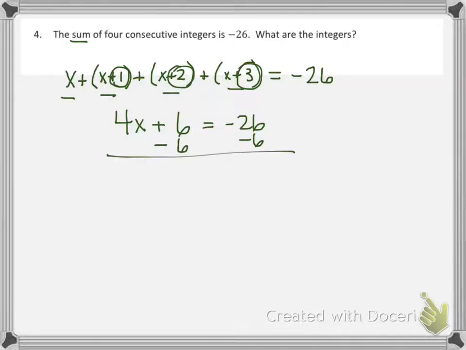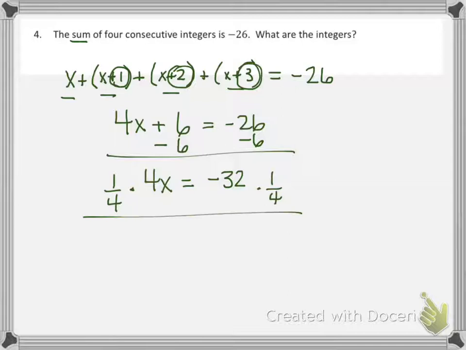I get 4x is equal to negative 32. And then multiply by the reciprocal, and we get x all by itself. X is equal to negative 32 divided by 4, which is negative 8. So my first consecutive integer is negative 8. Let me make my list down here. Negative 8 is the first one.